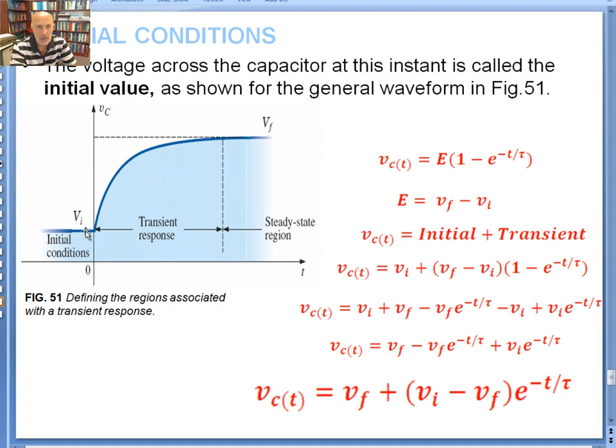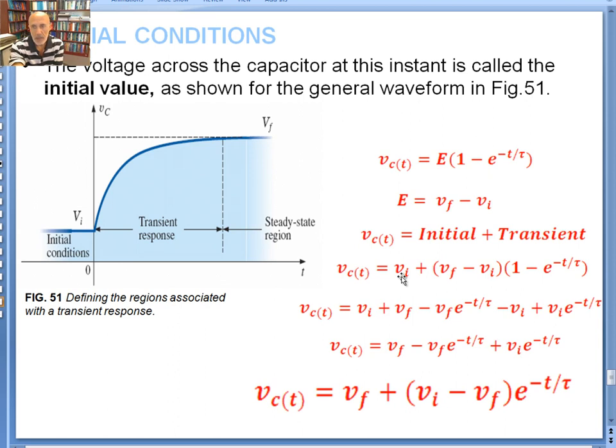So you have V initial and V final. If I look at the voltage during the transient, we already have the equation E e to the minus t over tau, where E is equal to the difference between the final and initial value. But the voltage in time for the capacitor is equal to the initial value plus the transient that it builds up.